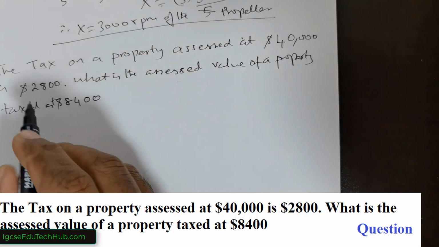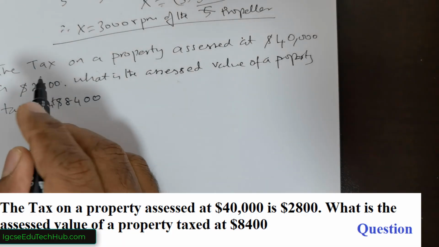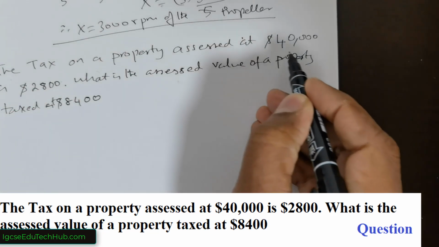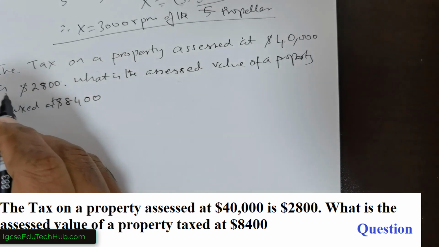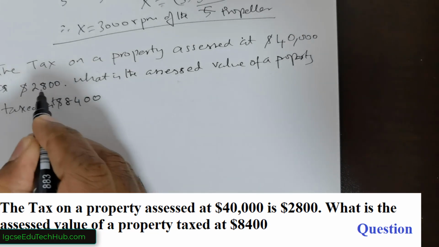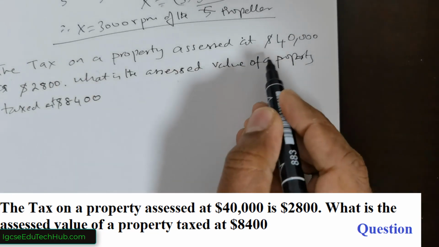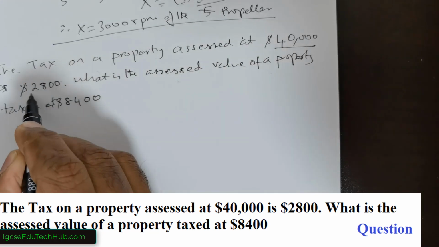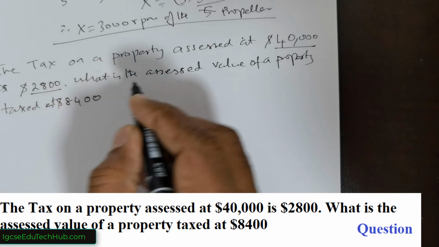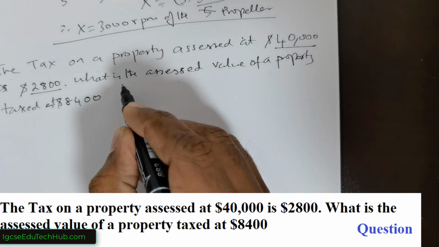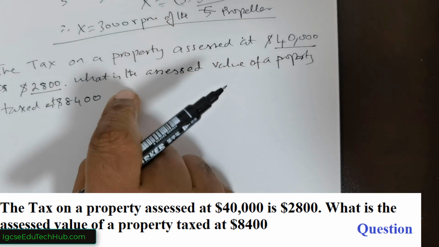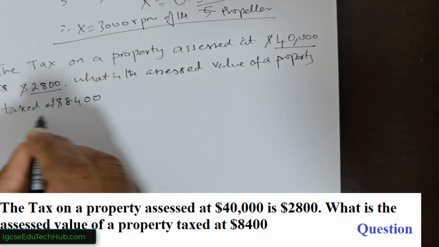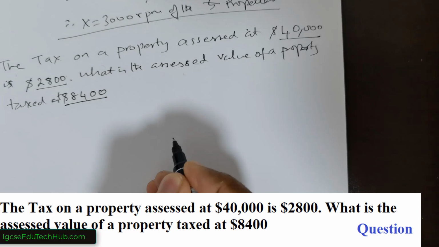So the next question is as follows: the tax on a property assessed at 40,000 is 2800. So it means if the property is valued at 40,000, the individual has to pay a tax of 2800. Now we are asked to find what is the assessed value of a property if the tax collected happens to be 8400.